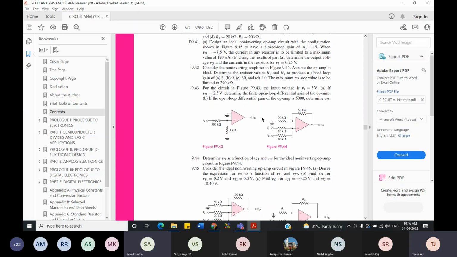So what is the formula to calculate AOD? AOD will be V output divided by this value. Okay, this is in terms of this, and VI is already given. It is 5, and V naught is also given.